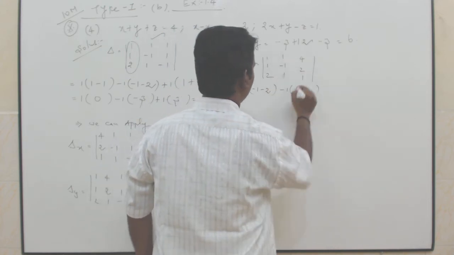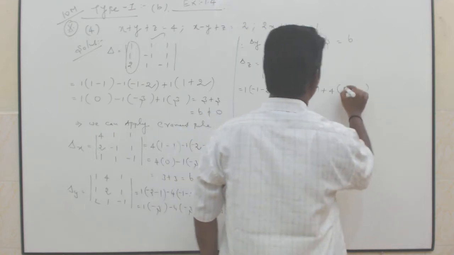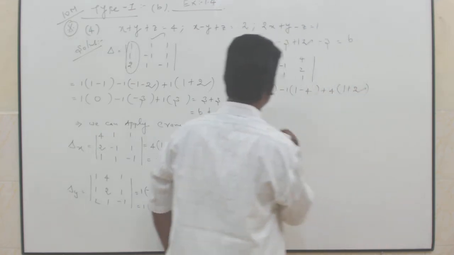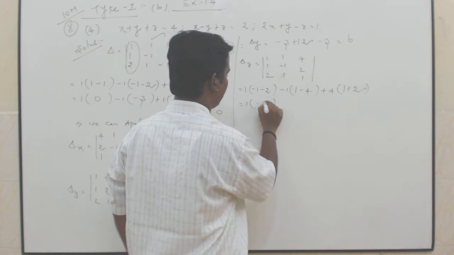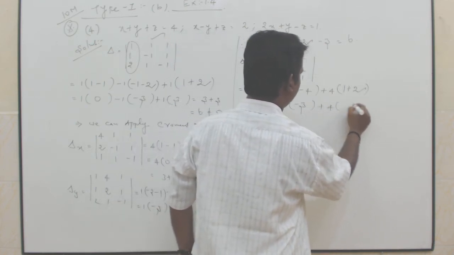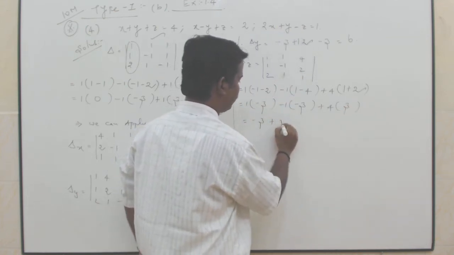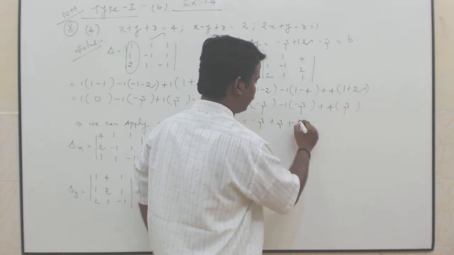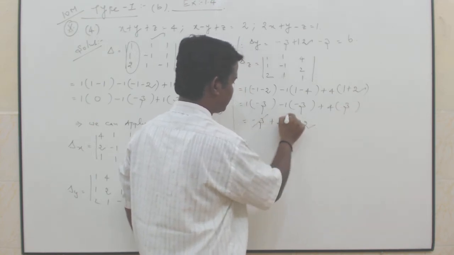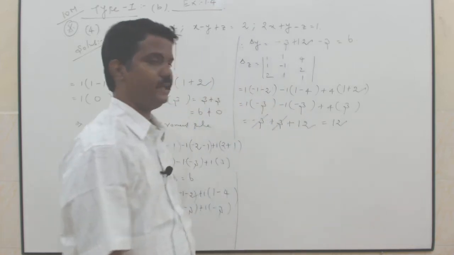Minus 1 into 1 minus 4. Plus 4 into 1 plus 2. 1 into minus 3. Minus 1 into minus 3. Plus 4 into 3. That is minus 3 plus 3 plus, what is 4 into 3? 12. This minus 3 and plus 3 will get cancelled. What is the value of delta z? It is plus 12.